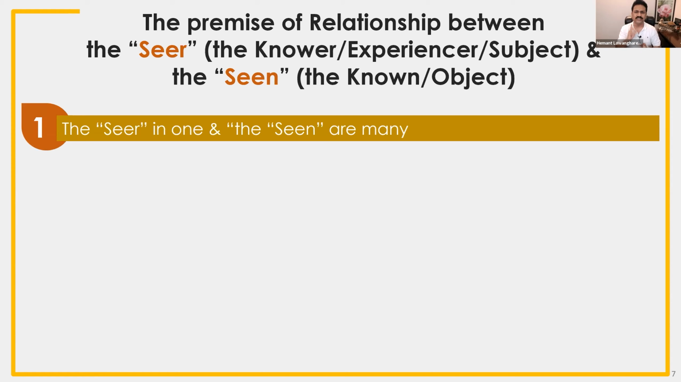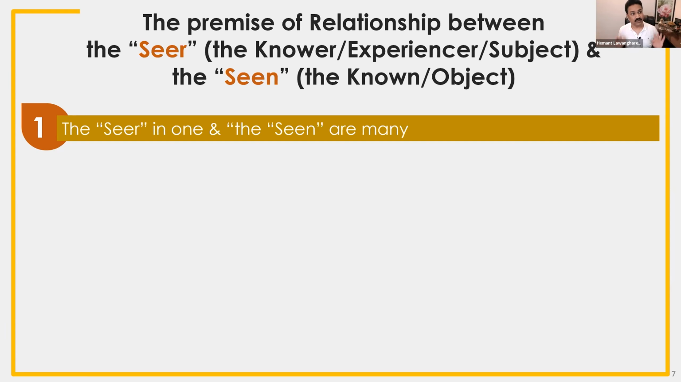Now I am going to take only a single example to set these ground rules, right? My eyes are one, means it's a pair, but it is one type of instrument. So it is one, and the seen are many. I'm seeing the screen, CPU, printer, water bottle, and a variety of things. The same is your case, but I'm just taking my example. So right now my eyes are the seer, one pair, one only, and the seen are many.